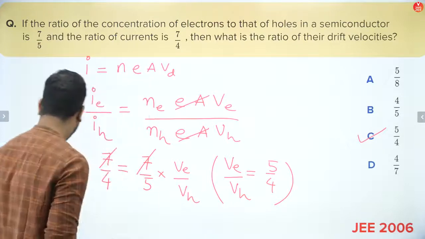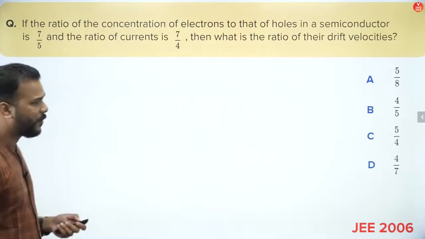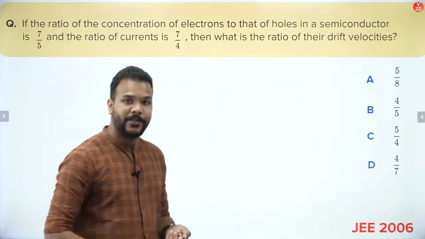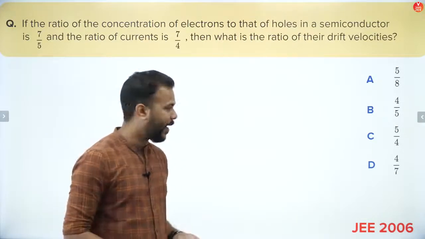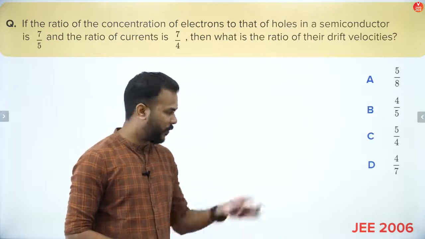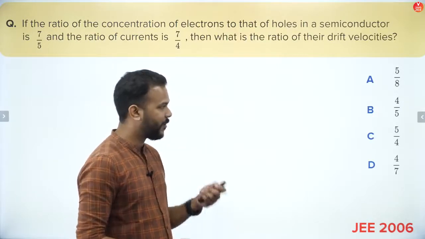Okay, yes. It sometimes gets difficult to believe that these are the questions which have come in the JEE examination, but yes, they are, and not just one or two. Just see how many questions we are going to solve today which are easy.